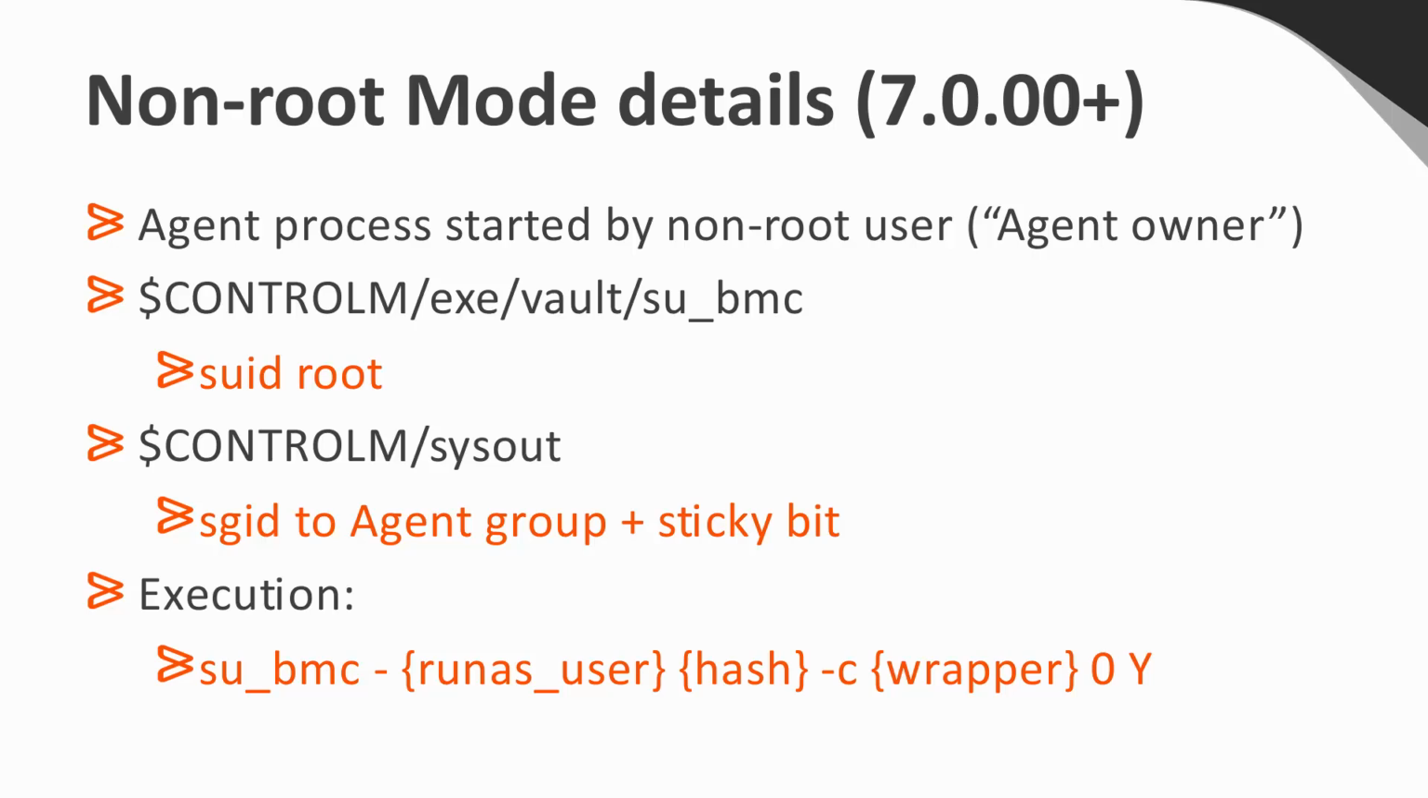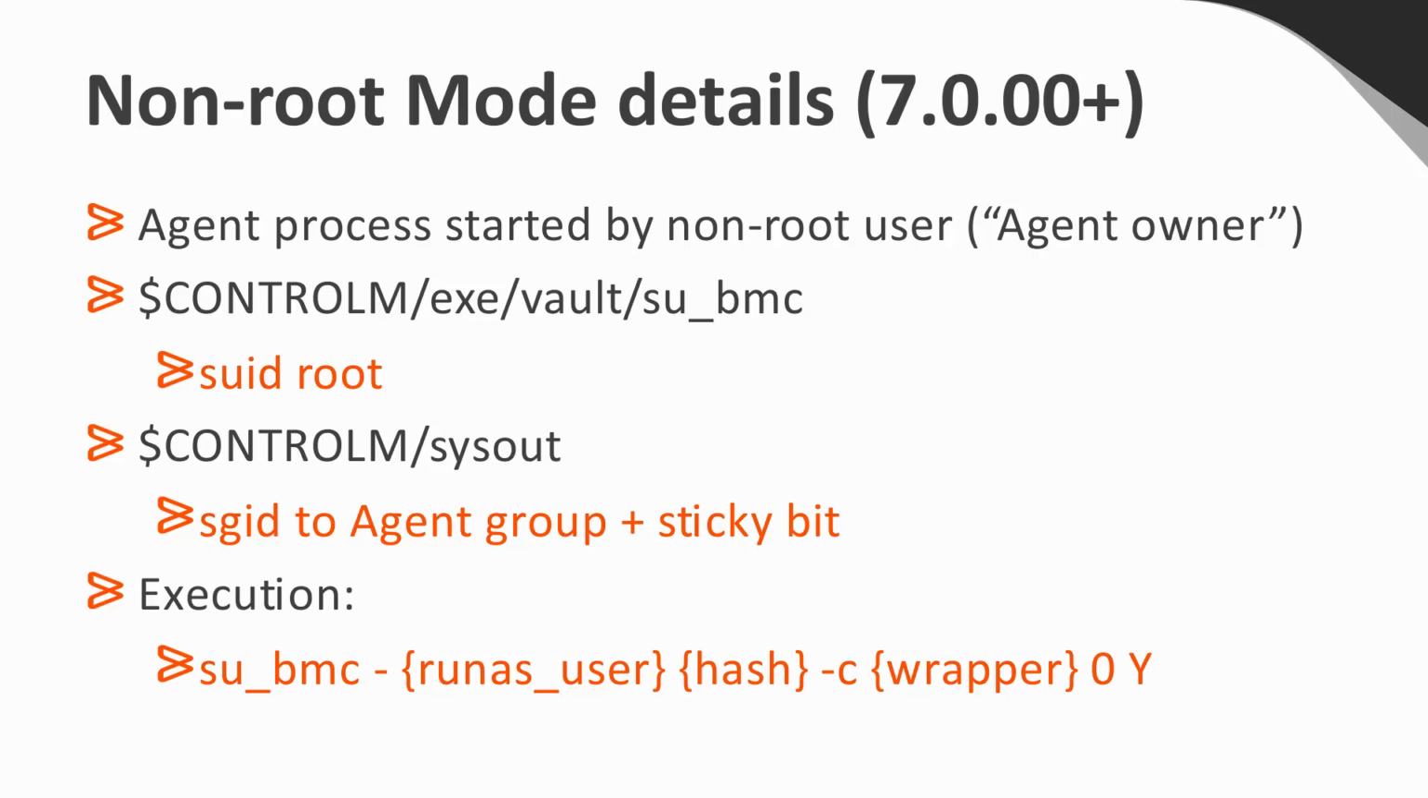The execution changes up a little bit as well. Again, we're using the su_bmc that's going to be privileged. It's going to be using that user's environment, in a similar syntax as the su with a dash, run as user. Since we're not running as root, we have to provide it with the credentials. So we're providing the encrypted password with the run as user, and then the wrapper in similar form. And then there are two additional parameters you'll notice. There's the 0 and Y.